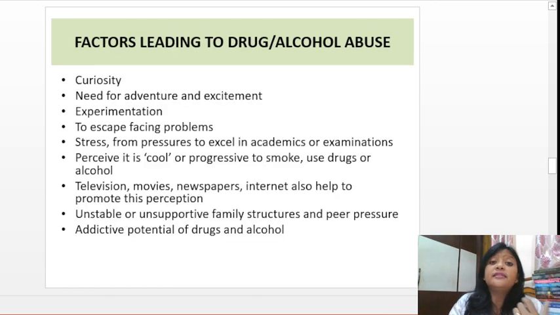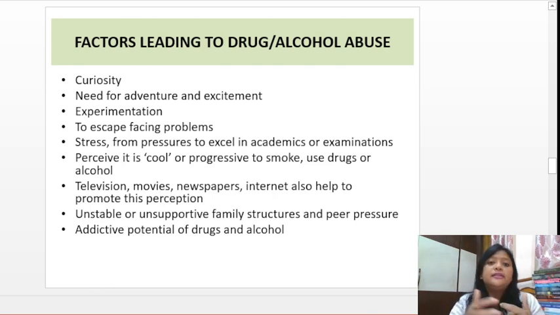So, what are the factors leading to drug and alcohol abuse? Very, very important thing. Please listen to this very carefully. First is curiosity. Those people who are in that age group, or other people who are trying to get into alcohol or drugs, have a curiosity about what is happening in this. Let's try this for once. They have a curiosity, and they need some excitement in their life. They need some adventure in their life, because they feel that their life is boring.